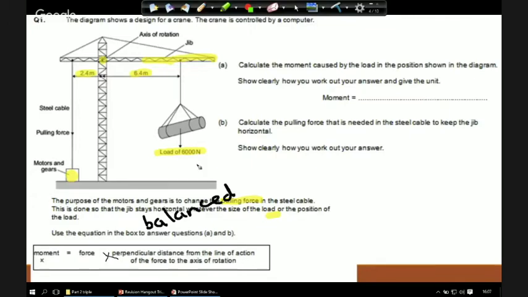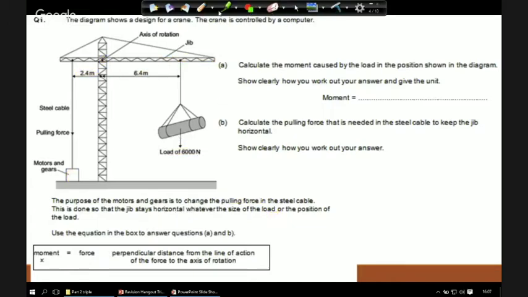Okay, so calculate the moment. I'm going to underline that because that's what it wants me to work out. Caused by the load in the position shown in the diagram. Show clearly how you work out your answer and give the unit. Okay, so the moment caused by the load is going to be our perpendicular distance times the load there.